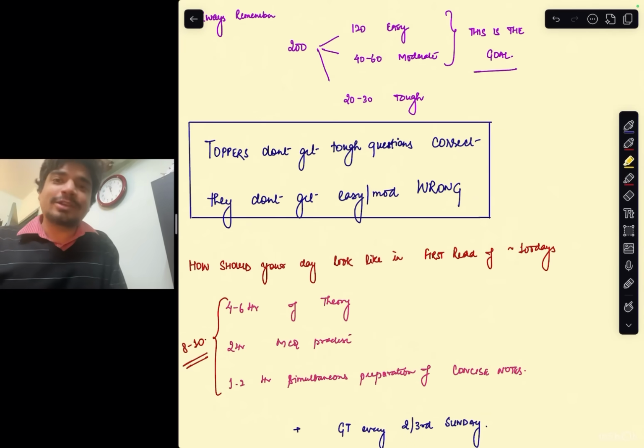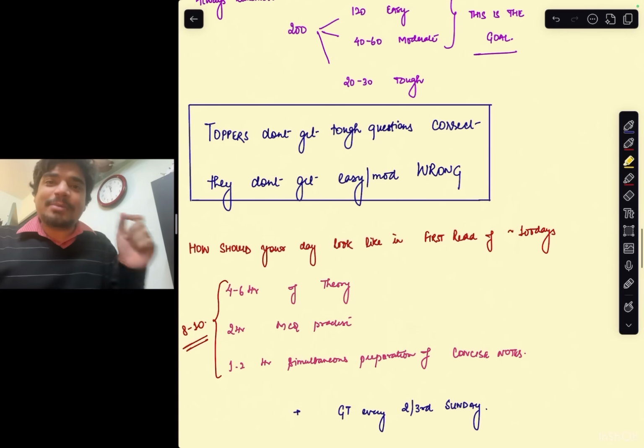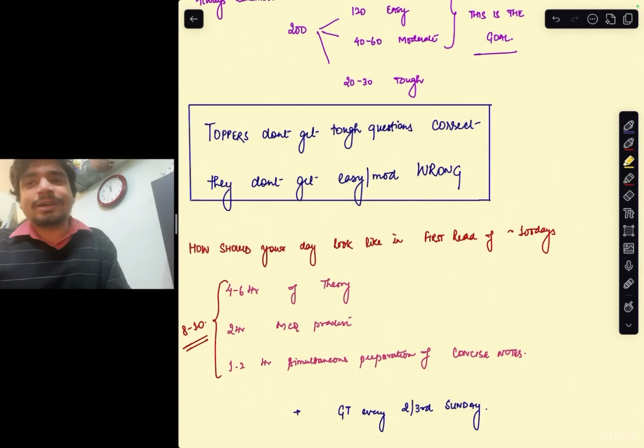You will probably get a top 100 or a top 10 rank. Okay. Always remember this mantra. Toppers don't get the tough questions correct. They don't get the easy and the moderate questions wrong. So that is the main mantra that you should follow.